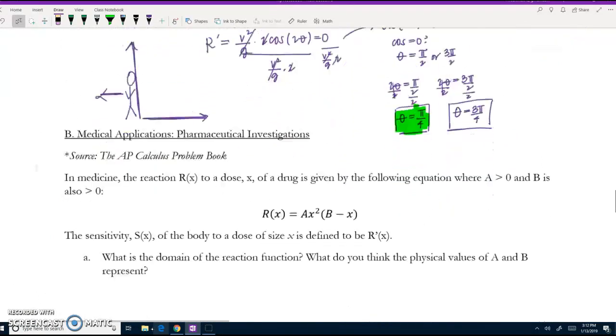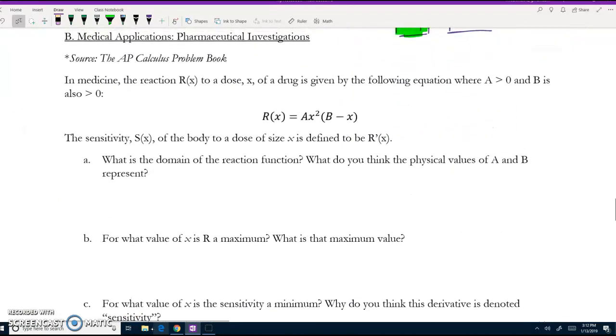The next one, part B, is asking you to think about pharmaceutical applications. So if you take a specific kind of pharmaceutical, how does the body respond, and how can that be represented using equations? And this is actually something that is very applicable in the medical field. And so if you go to college and take calculus, you may have to take what's called calculus for life science majors. And typically those classes emphasize applications like these.